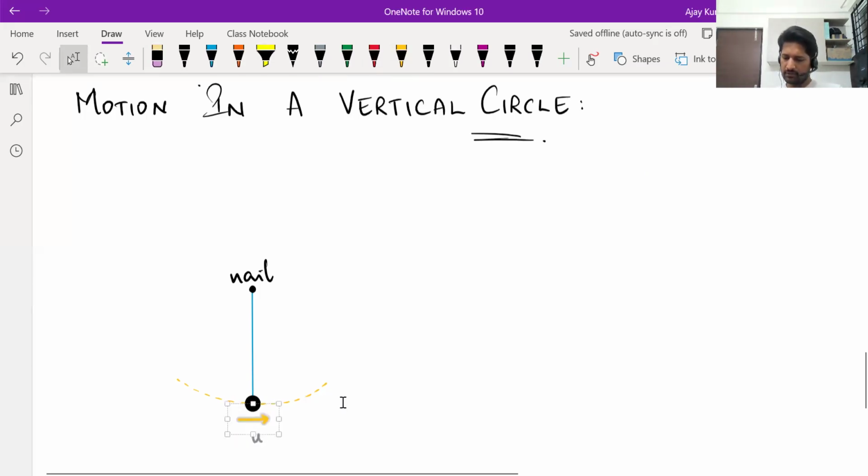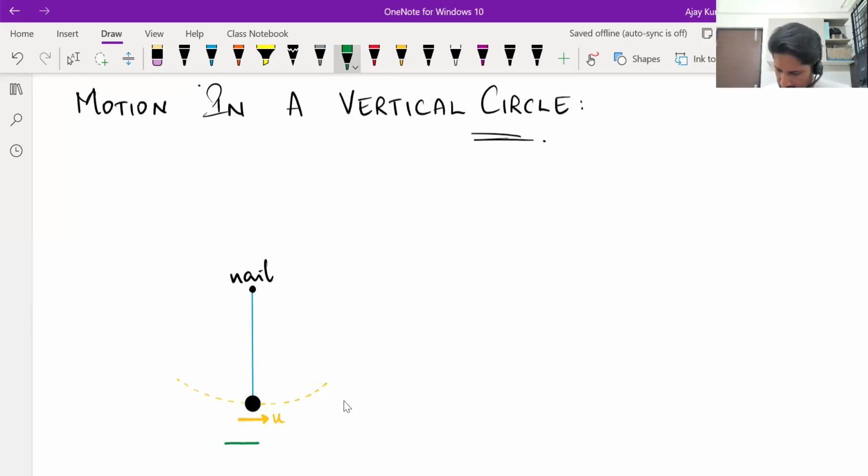Suppose you give more velocity to the object, more velocity than this. So second case, let's consider it like this. Some extra velocity has been given. Then what will happen? Like what will be the difference between this case and the previous case? Anyone?